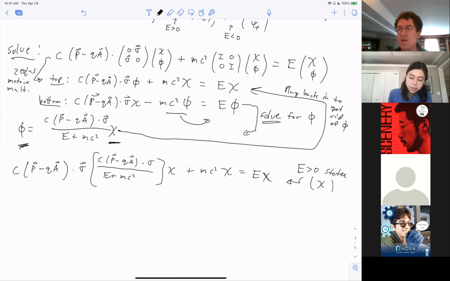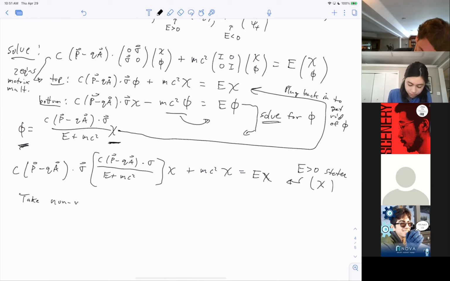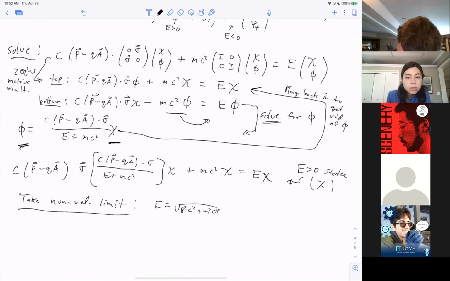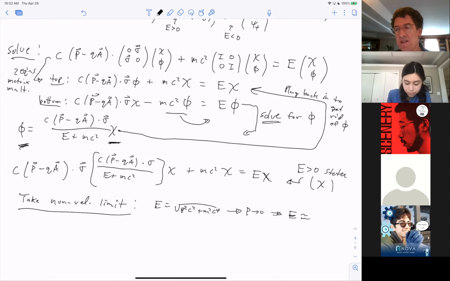Which are the ones that I care about more for a lot of stuff. So, okay, now I'm going to take the non-relativistic limit. Basically, you know that E is equal to the square root of P squared C squared plus M squared C to the fourth. In the non-relativistic limit, I just say that P goes to zero. And so then E is approximately equal to, can you tell me what it is?